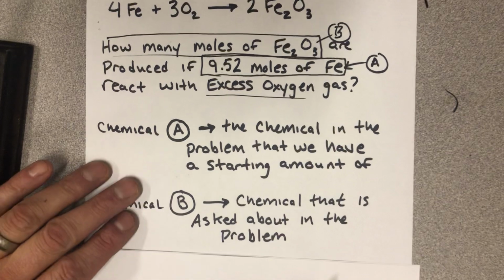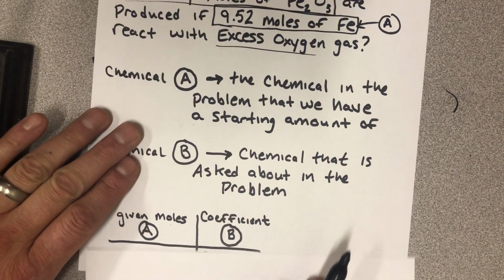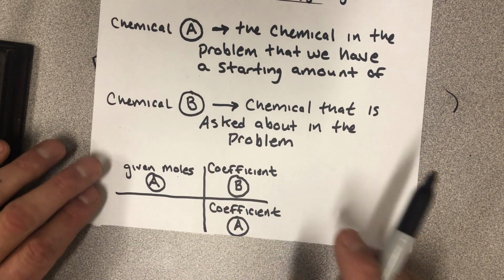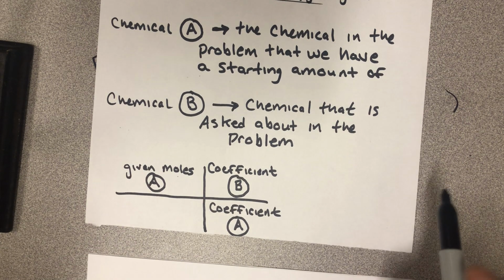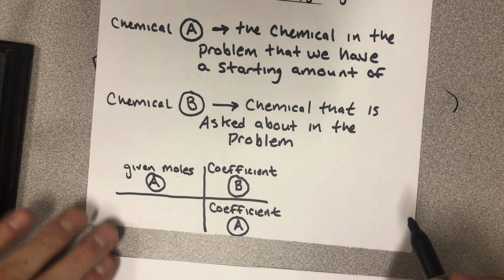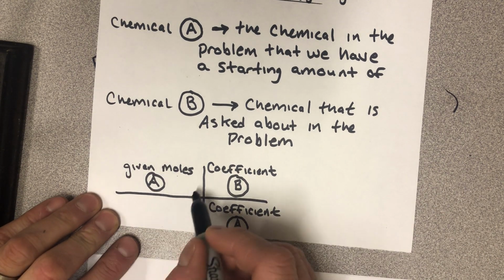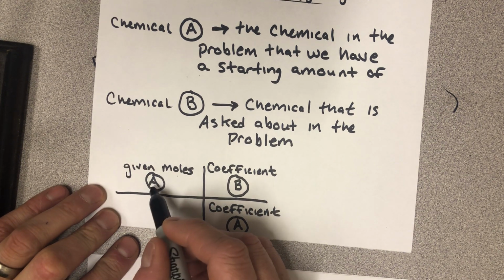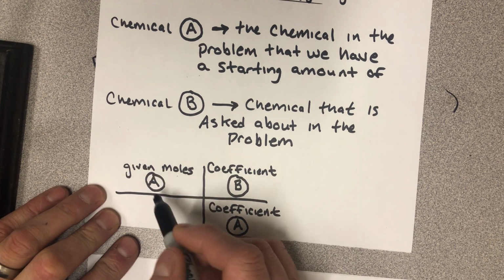Okay, so here is how this gets set up. We're going to use very simple dimensional analysis to answer this question. And the way that we set it up is the given moles of chemical A is going to go in this upper left.